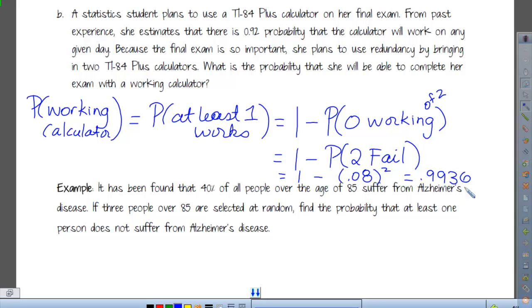0.9936. Very good. Questions? Okay, we had a 92% chance that the calculator would work. So the complement of that would be it doesn't work. 1 minus 0.92 is 0.08. Yes?